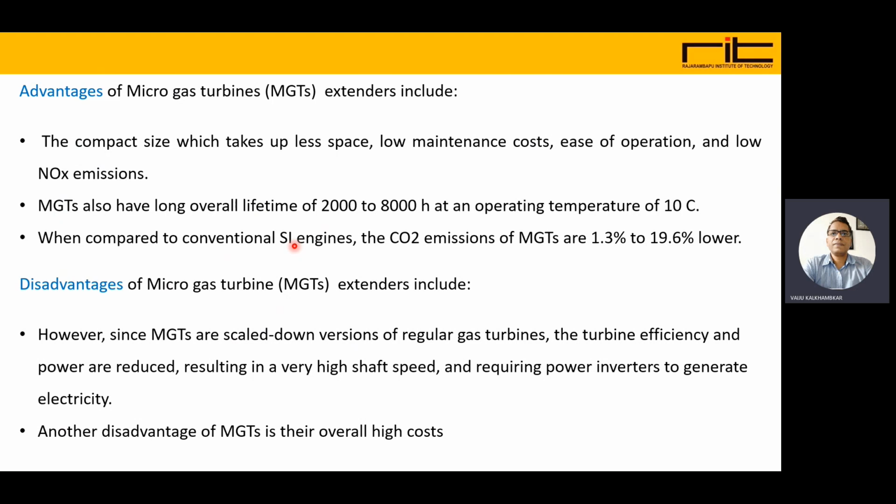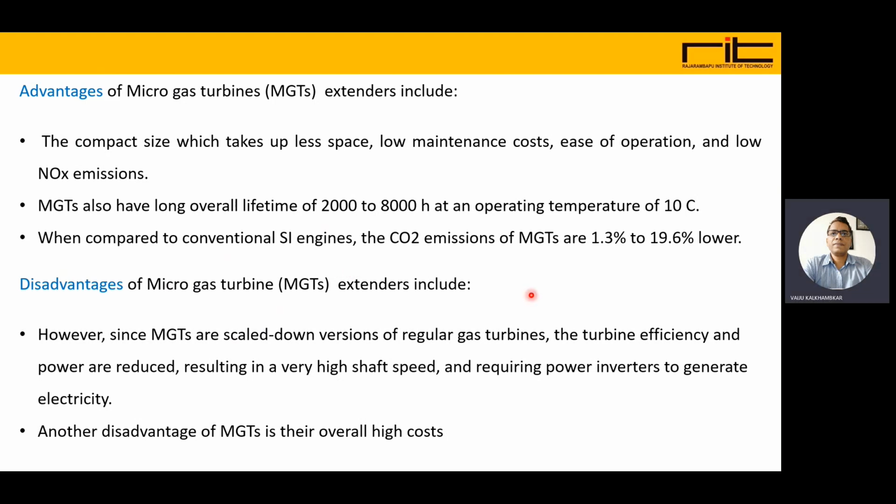Advantages of micro gas turbines. They are compact in size, so they take less space, have low maintenance cost, are easy to operate, and have low emissions. Micro gas turbines also have a long lifetime of 2000 to 8000 hours. As compared to conventional spark ignition engines, the CO2 emissions of micro gas turbines are 1.3 to 19% lower.